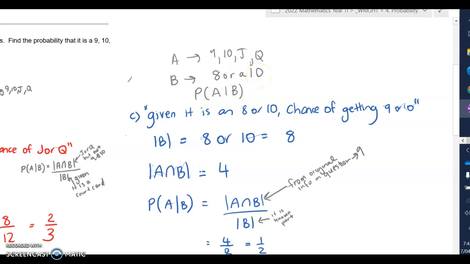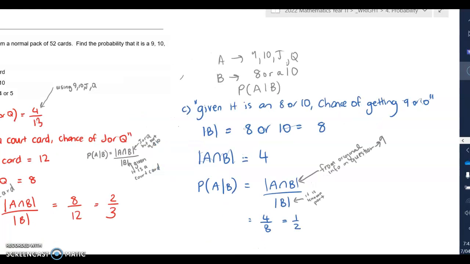How many 8s or 10s are there in a pack of cards? Well, let's think. In each of our 4 suits of cards, there is 1 8 and 1 10, and we've got 4 lots of those 2, so we have 8. So that's where that 8 comes from there.